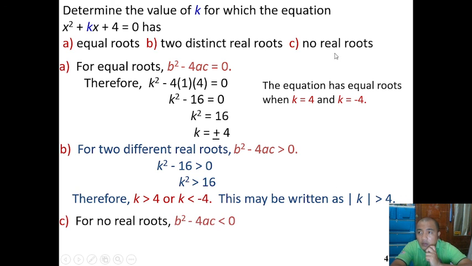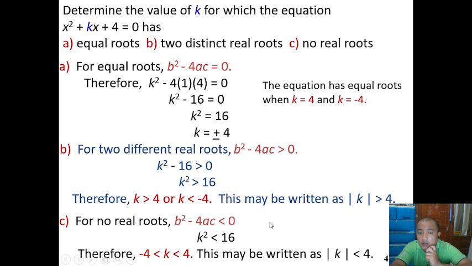How about when there are no real roots? The discriminant must be negative, less than 0. K squared is less than 16. Get the square root of both sides. The value of k is from negative 4 to 4, or the absolute value of k is less than 4.